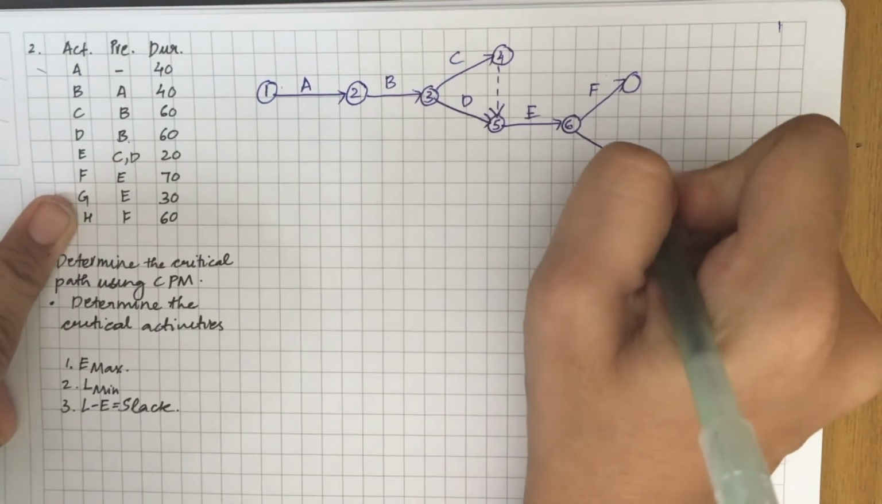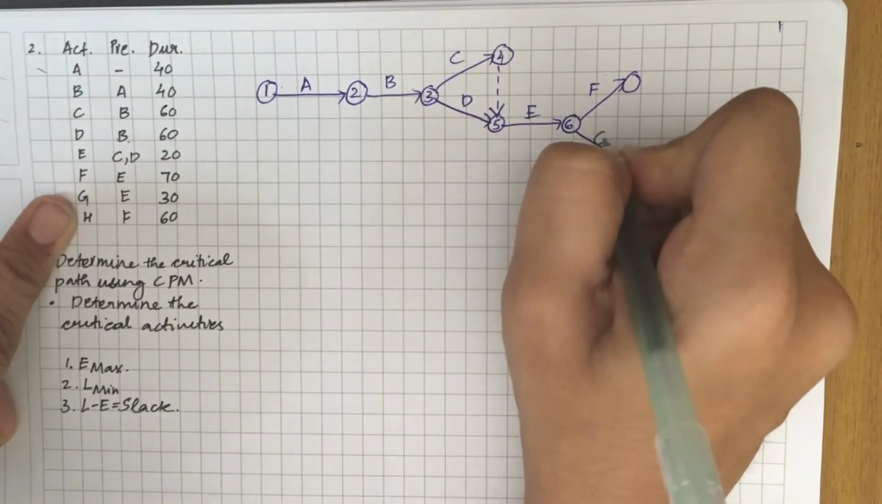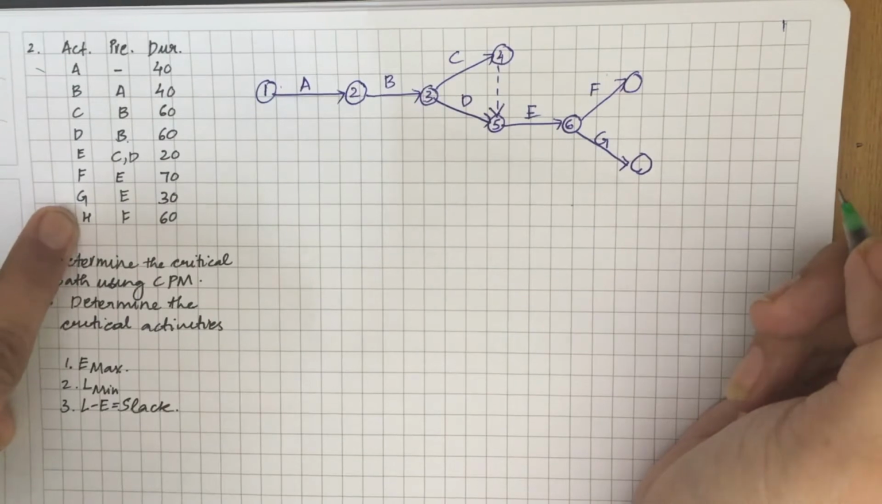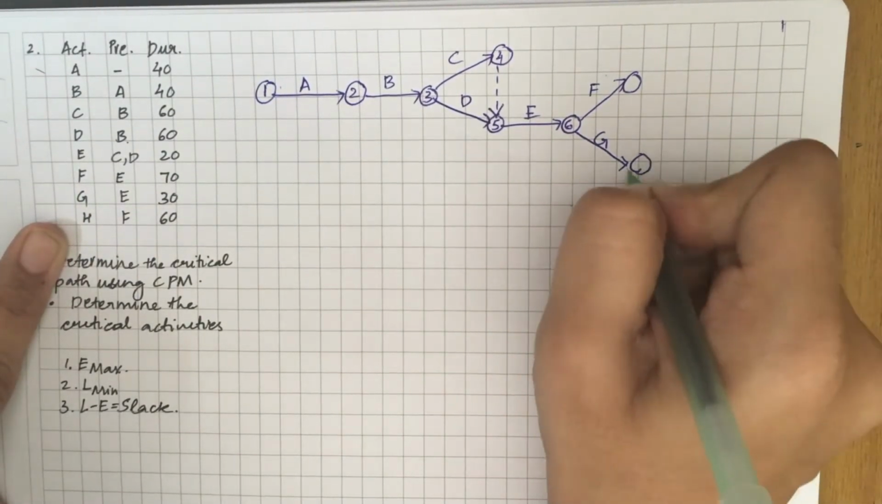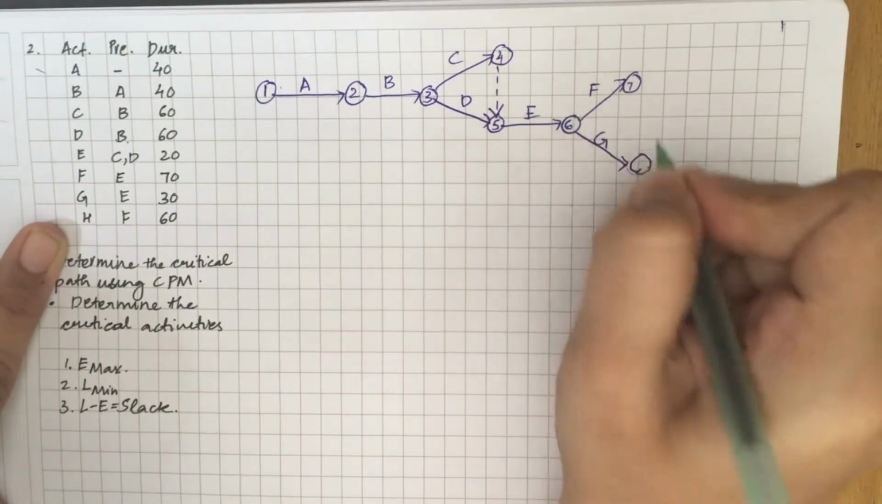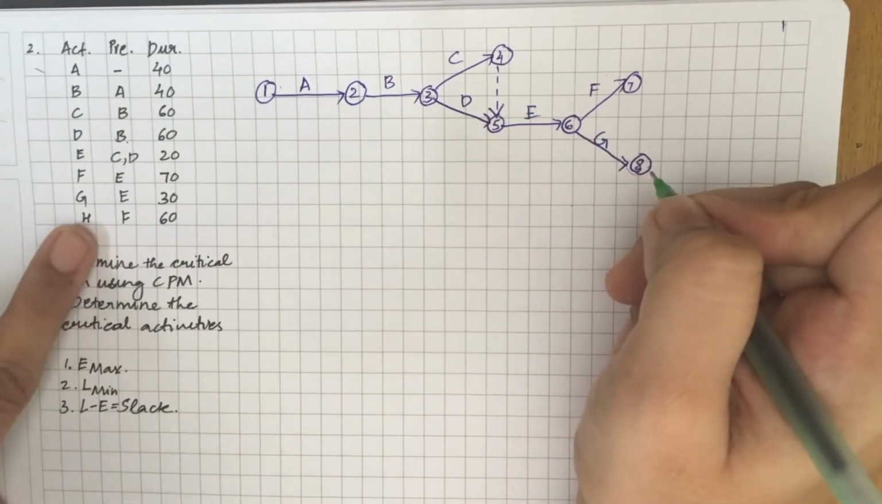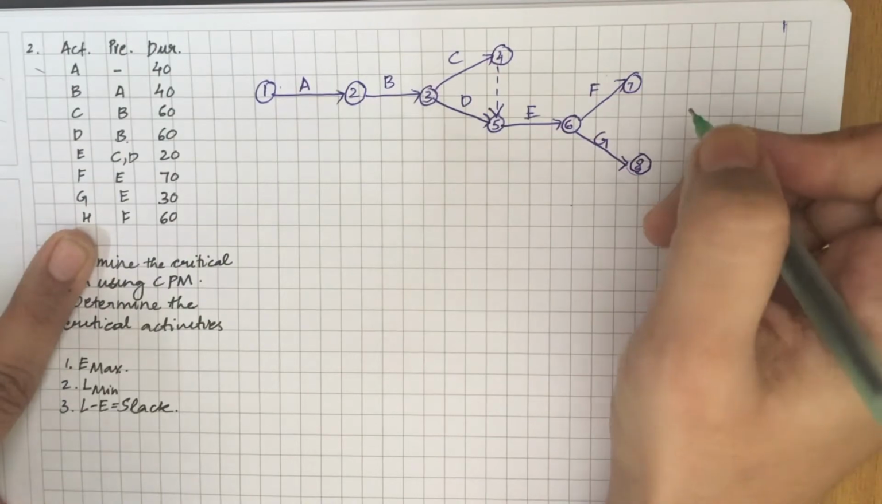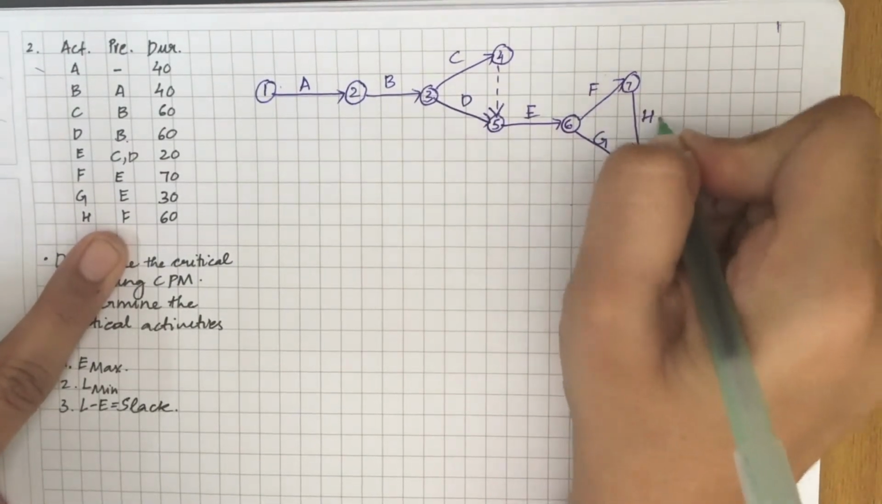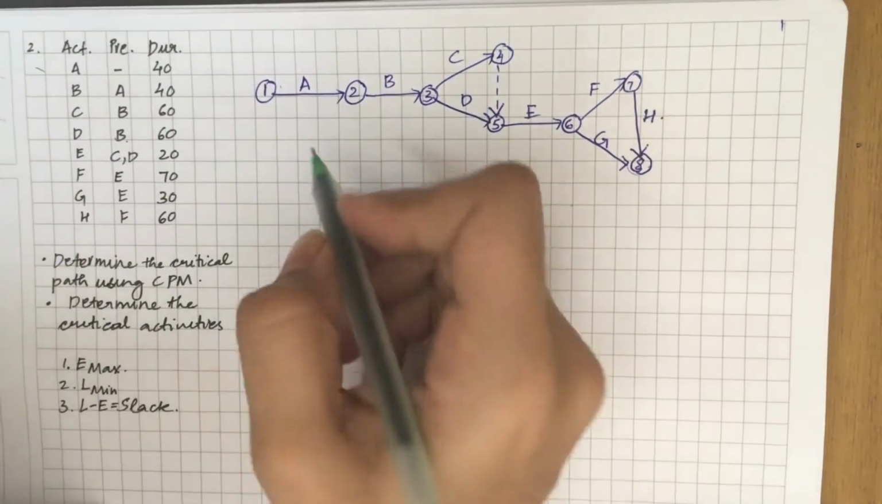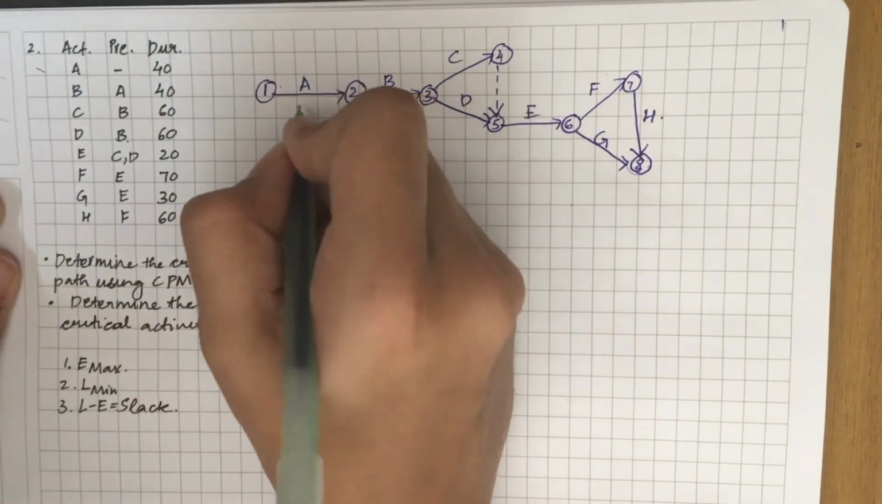F and G. G and H are the last activities, so they will join into one last event over here. And H can be proceeded with once F is done. So this is how you will represent your network. Now I'll write all the durations. 40.